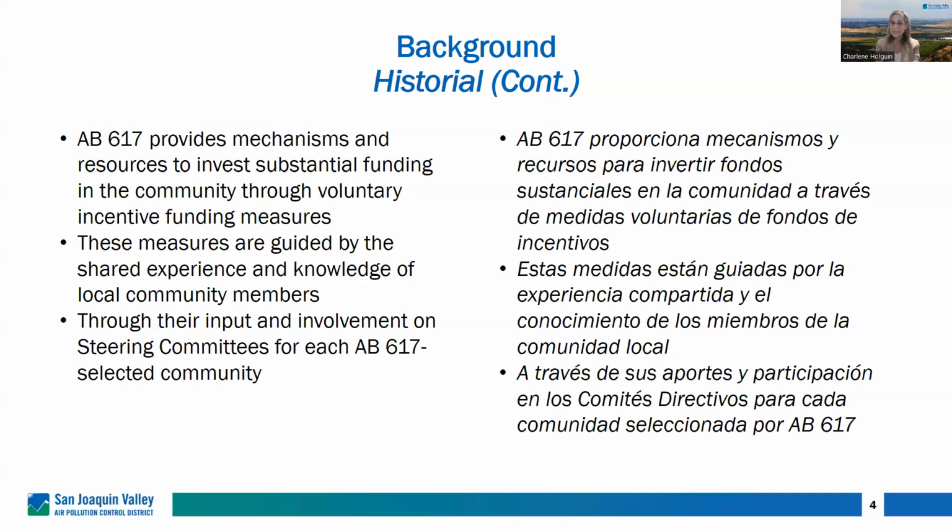AB 617 does provide several mechanisms and resources and invests substantial funding in the community through voluntary incentive funding measures. If you go to the valleyair.org website, you will be able to click on the AB 617 communities and Shafter, and you'll be able to see all those measures that the community has put into place. These measures are guided by the shared experience and knowledge of the community members of Shafter, and through their input and involvement on the steering committees for each of the AB 617 selected communities.